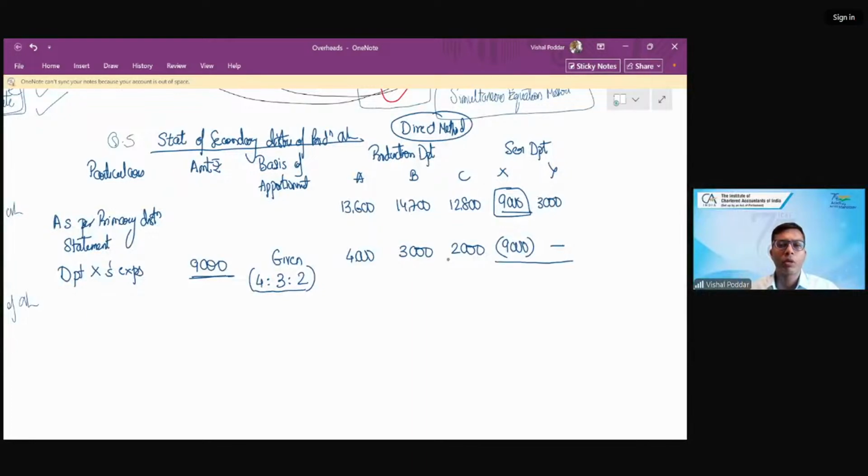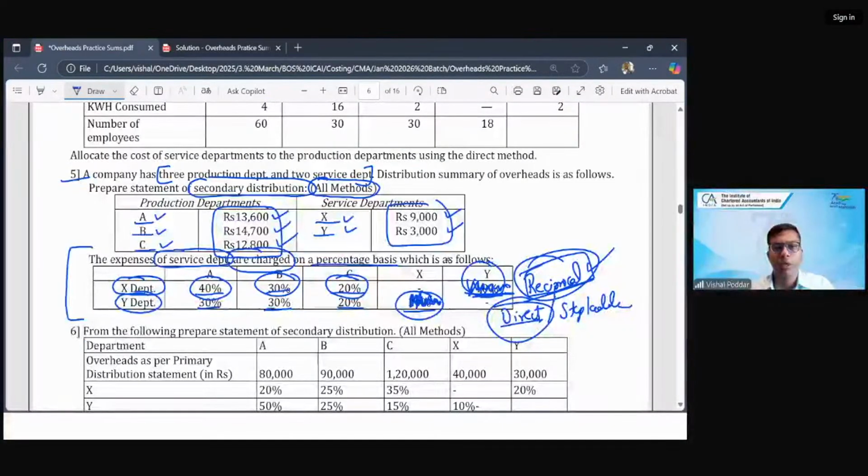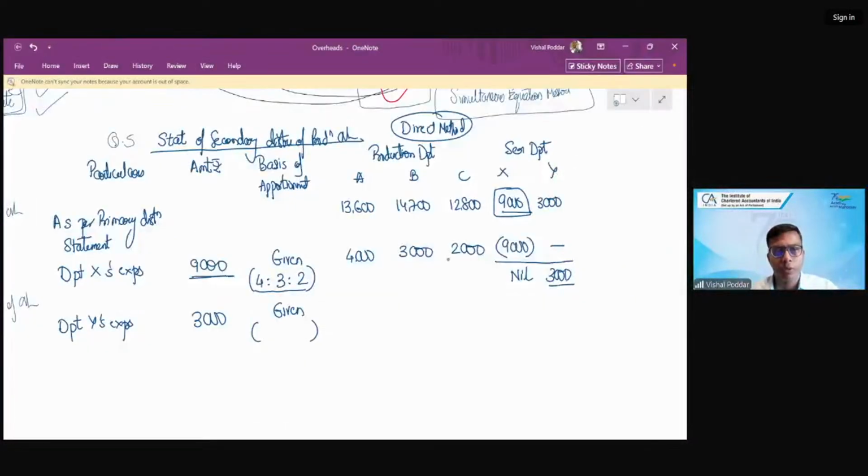Generally, we make interim totals of service departments. Though it is of no use here, it will be useful from the next method, so we make interim totals. Now we distribute department Y's expenses. How much is Y? It is 3,000. So we distribute 3,000. Again, the ratio is given, we don't have to select any ratio. It is 3:3:2.